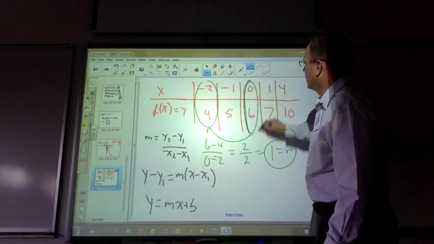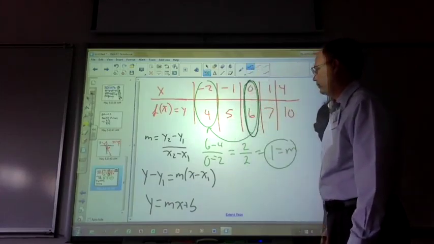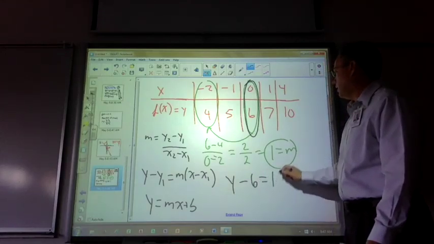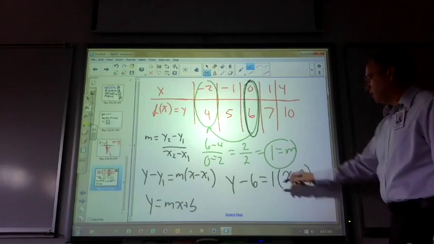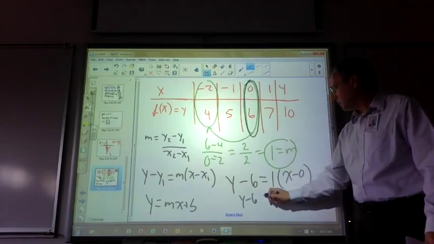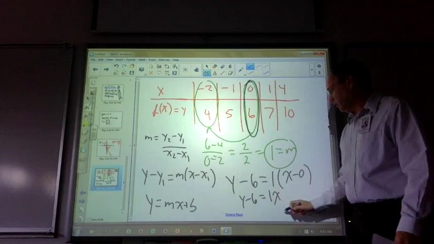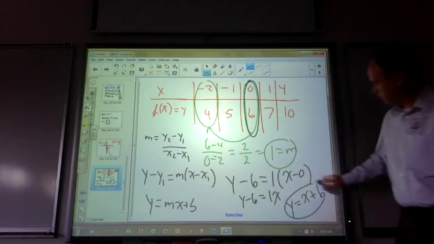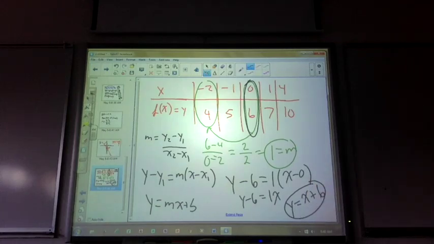Now let's pick this for x1, y1. So I'm going to go y minus 6 equals 1 times x minus 0. Distribute. Add 6. There's my equation, y equals x plus 6. Okay, it's been a while since we've done that, but make sure we have it down. Cool.